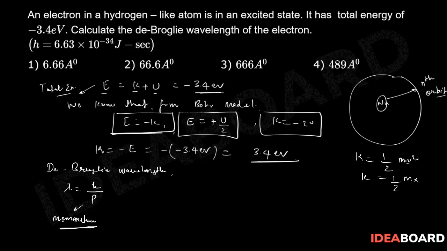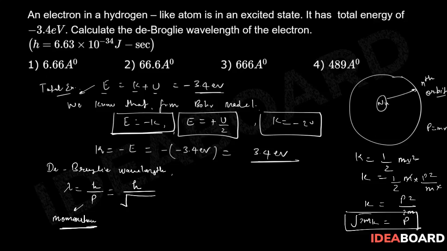We know that p is equal to m into v, so v can be written as p by m. So v square is p square by m square, and we get the relation K equals p square by 2m. So p can be written as under root of 2mK. I can apply this in our question. So h upon p, the formula converts into h upon under root 2mK. Now we know that K is equal to 3.4 electron volts.